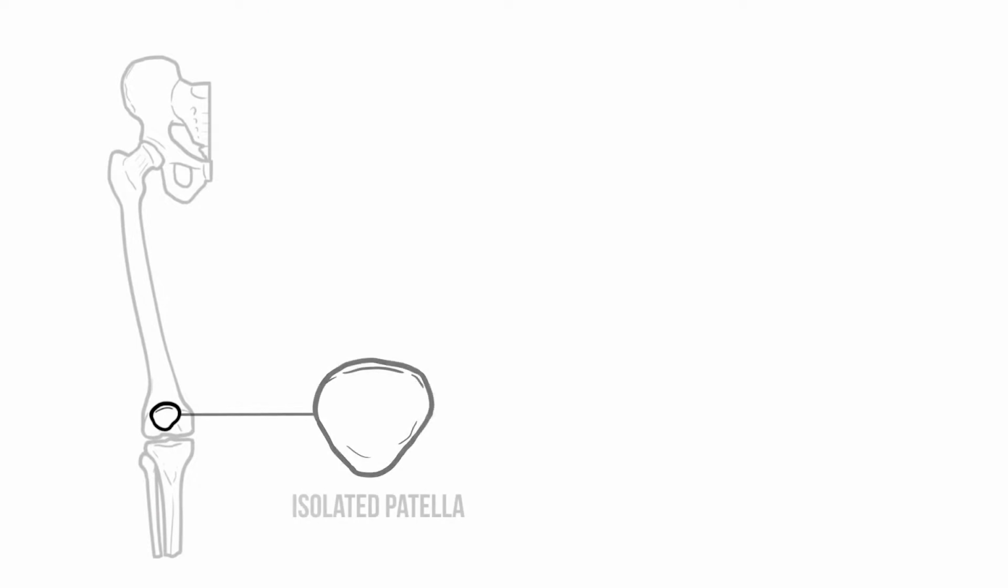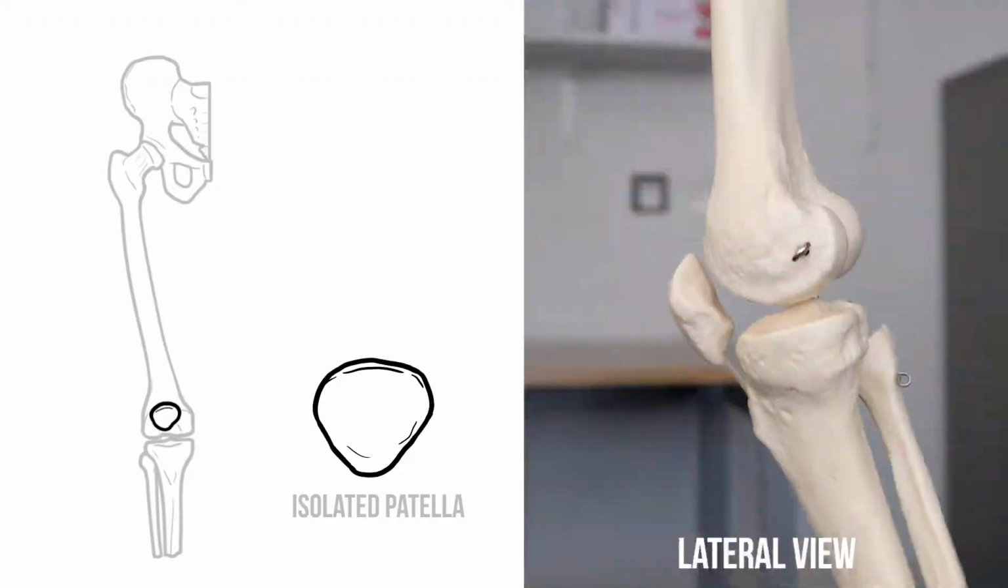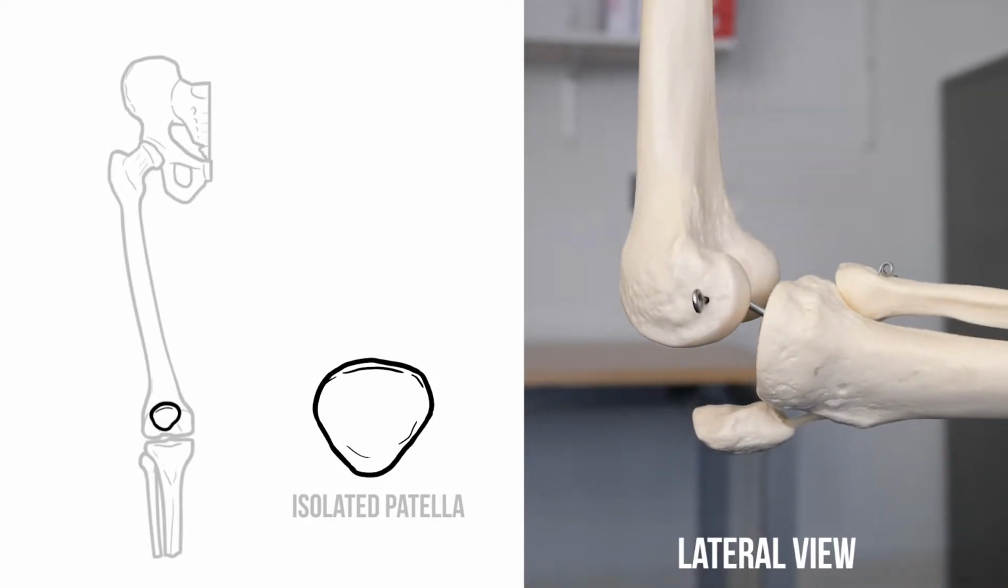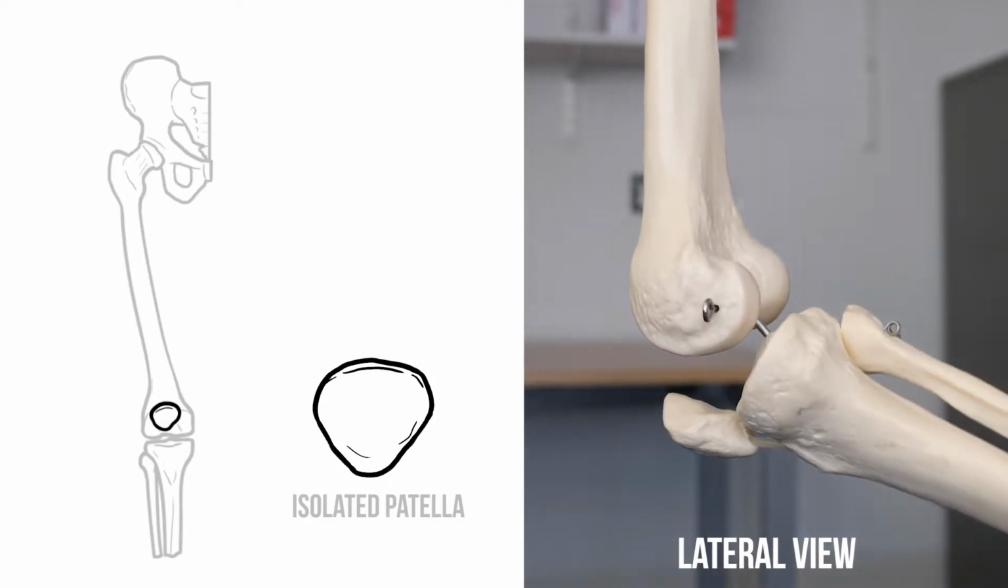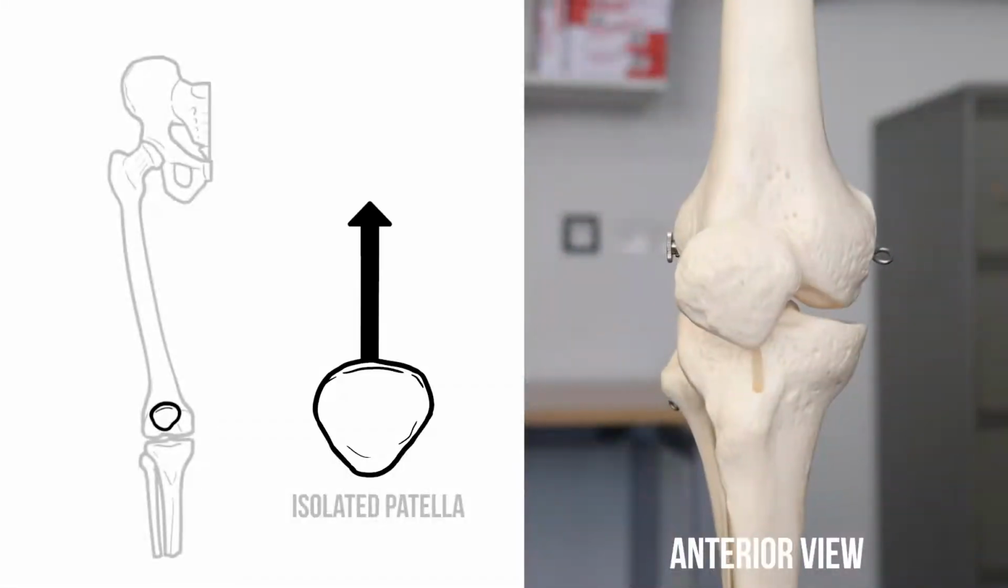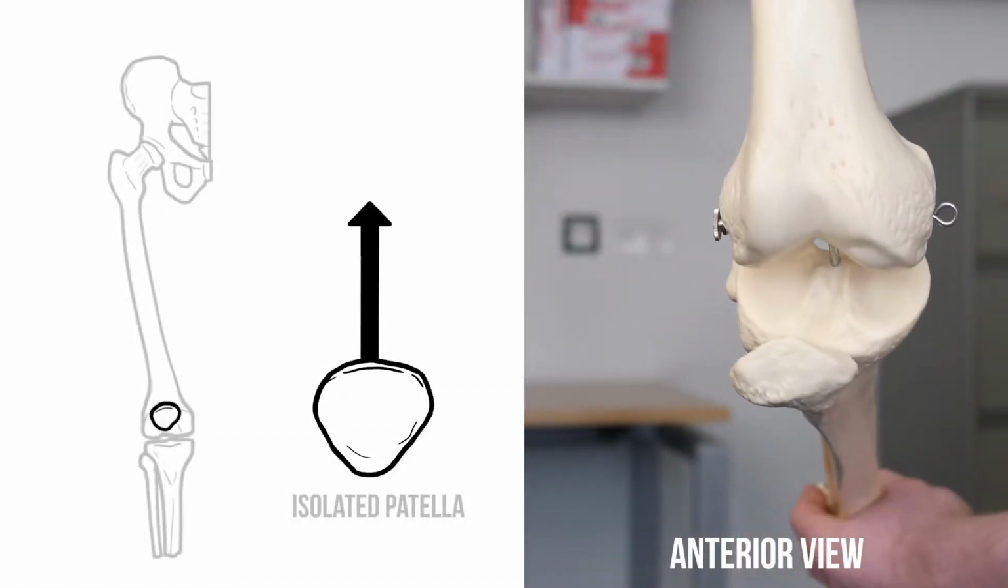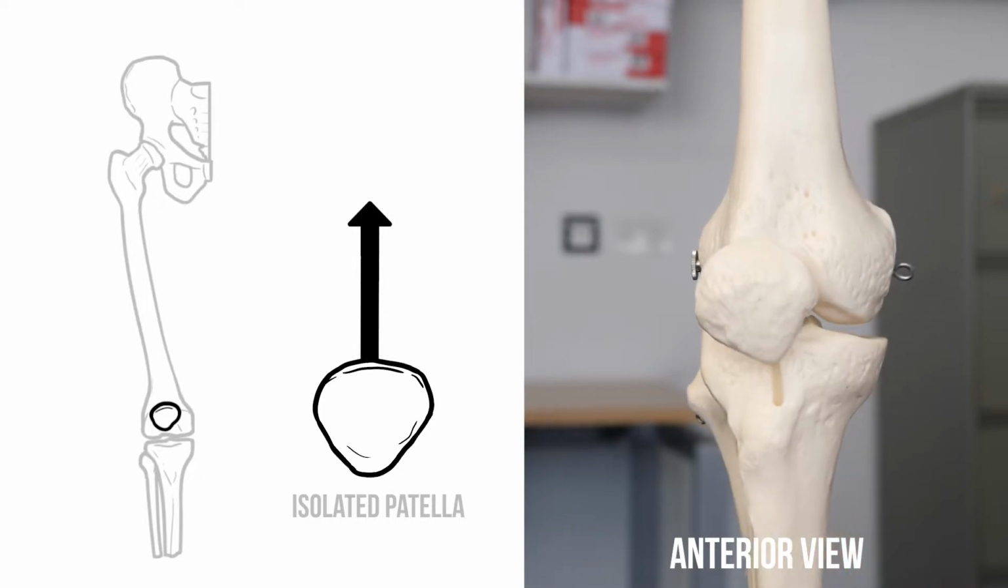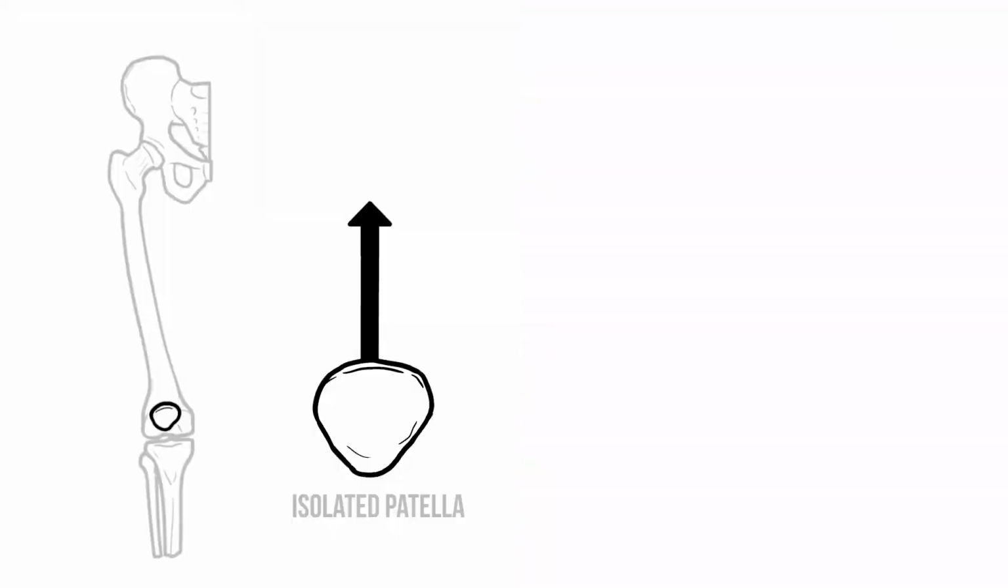The patella is a small bone that sits in front of the knee. During flexion and extension of the joint, the patella should move up and down, following the movement of the tibia. Ideally, the patella will move in a vertical line, gliding smoothly in a groove between the two femoral condyles. We describe this as normal tracking of the patella.